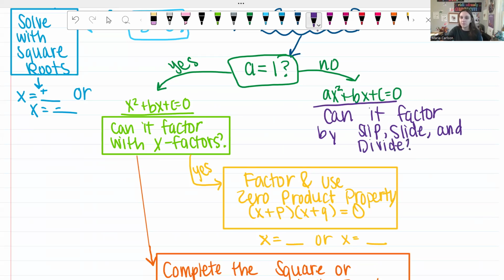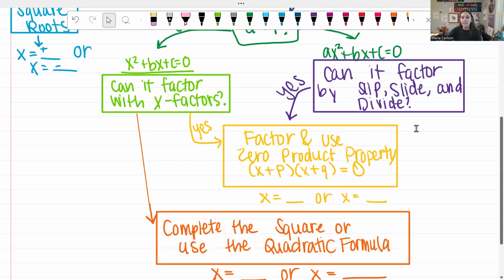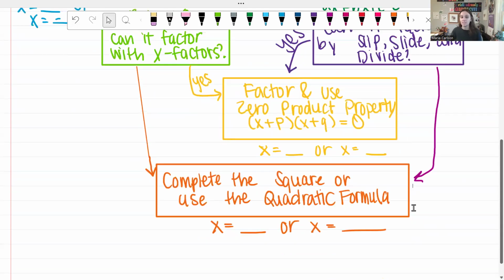So if you have that leading coefficient in front, that's when we try to factor by slip, slide, and divide. And if it can factor in that way, great. Factor it and use the zero product property to get your solutions. Now, if it cannot, then you will complete the square or use the quadratic formula to get your two solutions. X is equal to blank or X is equal to blank.